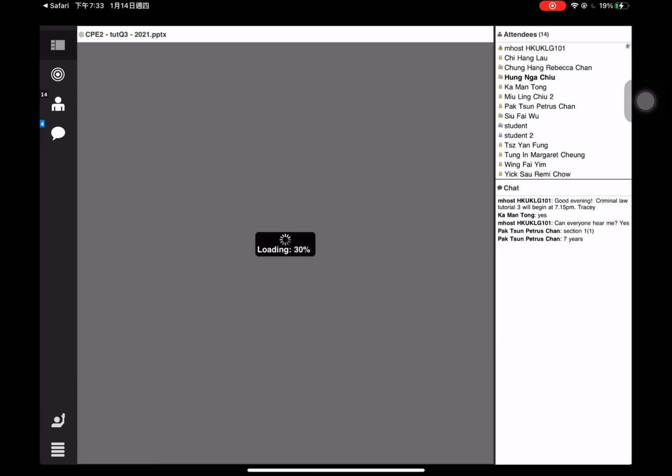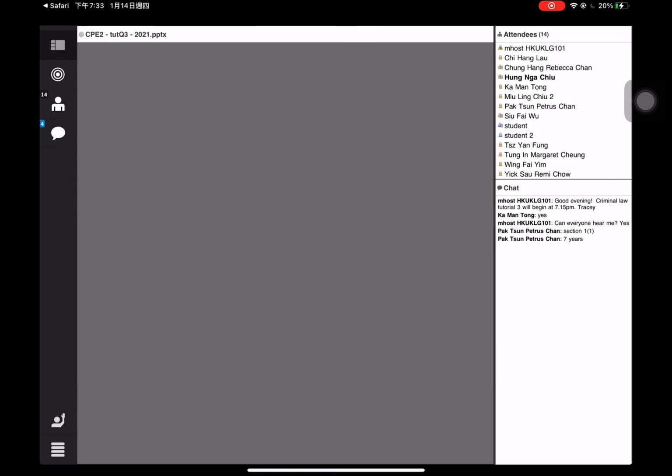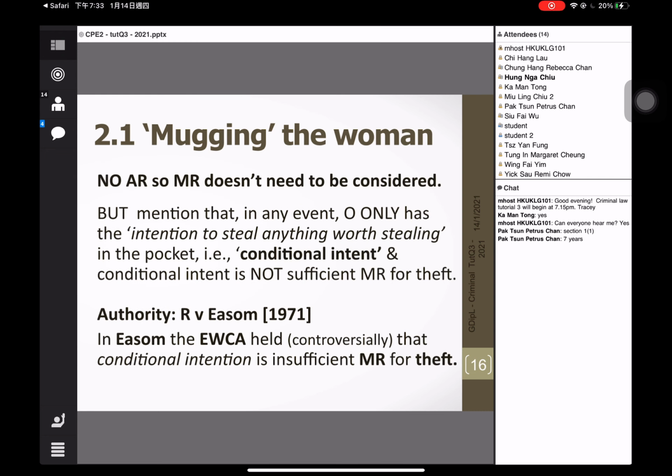So what is the problem? Well, Oliver doesn't actually take anything. The pocket is empty, the empty pocket scenario. So no appropriation, no property within the meaning of section 4 of the Theft Act 1968, no belonging to another, and no actus reus of theft. So in other words, no crime. Now, if we don't have any actus reus, then we don't even need to think about the mens rea.